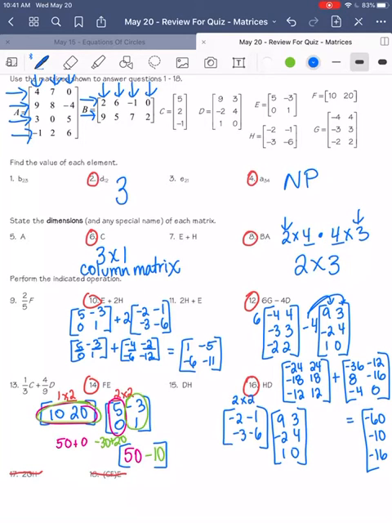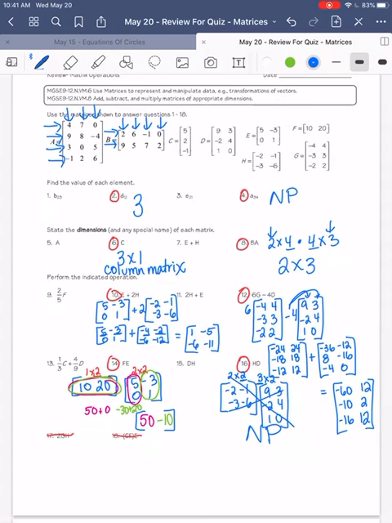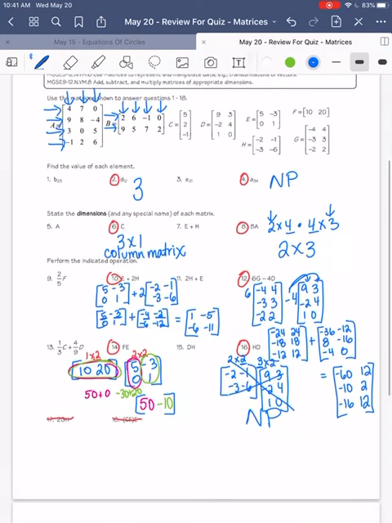All right, so this is a 2 by 2, and this is a 3 by 2. So what do we notice about that? You cannot do it because these inner dimensions, 2 and 3, do not match. So number 16 is not possible. I think y'all will have one more not possible in the bunch on this page.